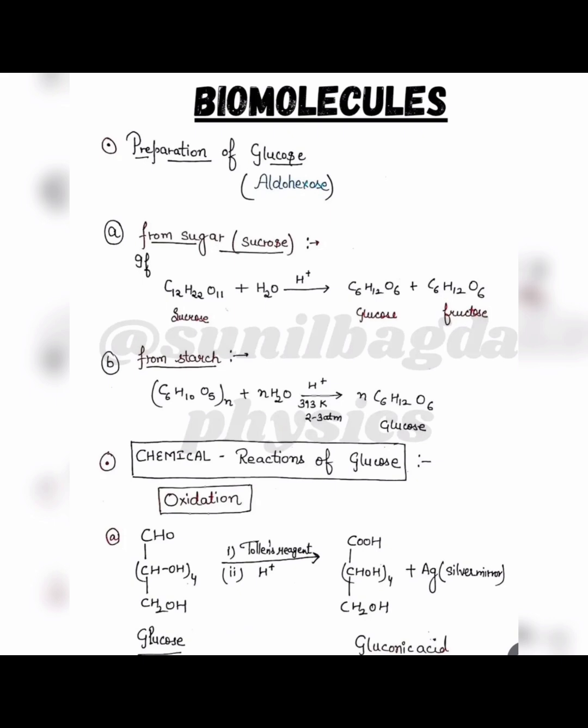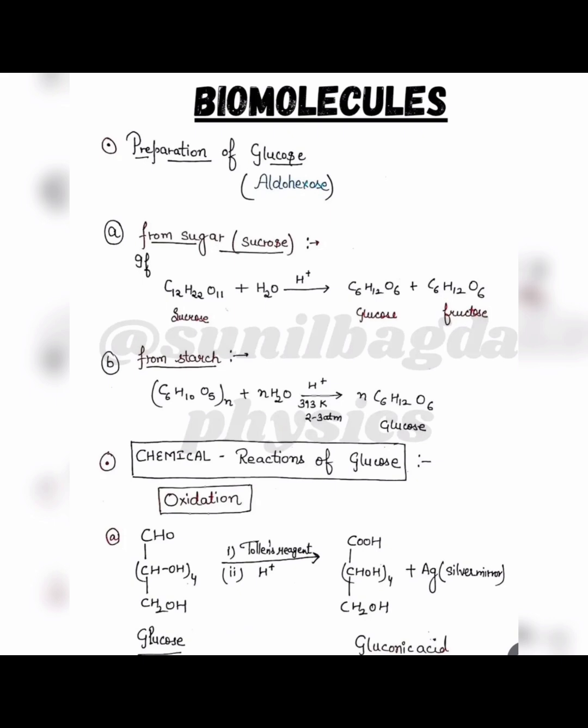Carbohydrates are the optically active polyhydroxyaldehydes or polyhydroxyketones, or any compound which after hydrolysis yields polyhydroxyaldehydes or polyhydroxyketones is considered a carbohydrate. The first well-known example of a carbohydrate is glucose. So what is the preparation method of glucose?